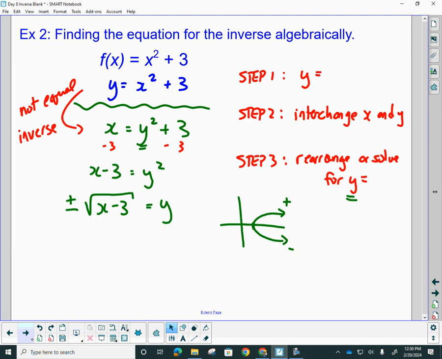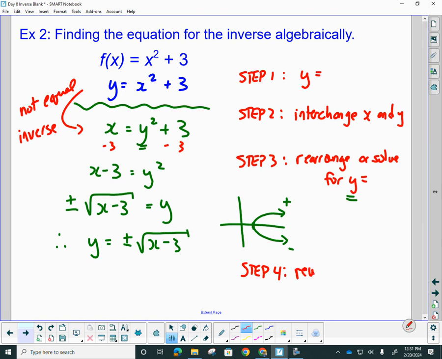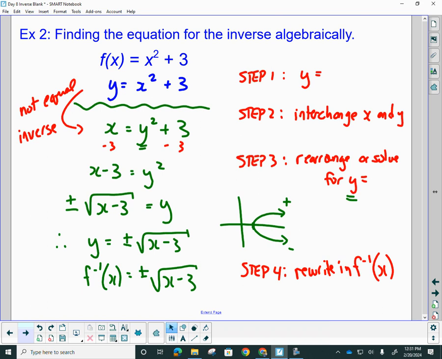Now, we usually don't write it with a y second. You probably would rather see it like this, y equals plus or minus the square root of x minus 3. That looks more like the equations for functions. But then I'm going to finish off with step 4. Step 4 is to use the function notation. So rewrite in function notation, which is f inverse of x. And so the inverse is plus or minus square root of x minus 3. And so that is the equation of the inverse, algebraically.